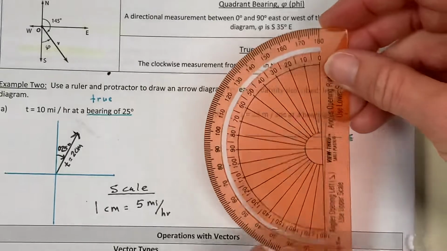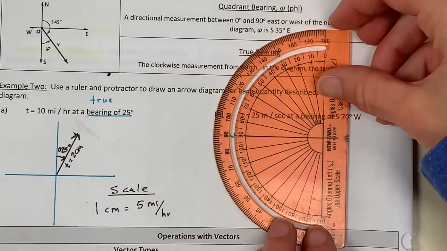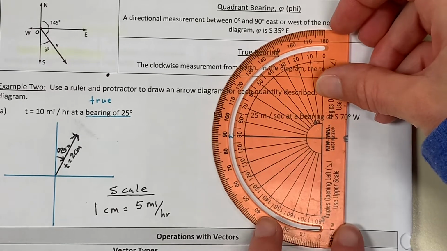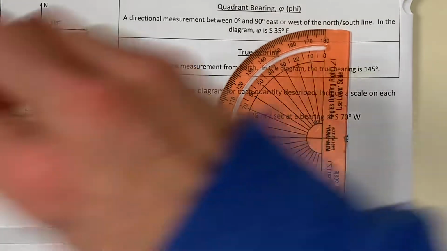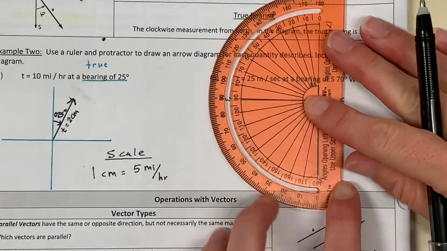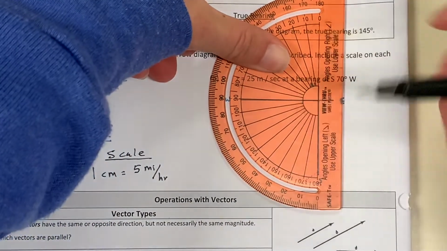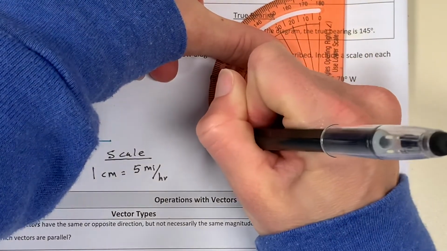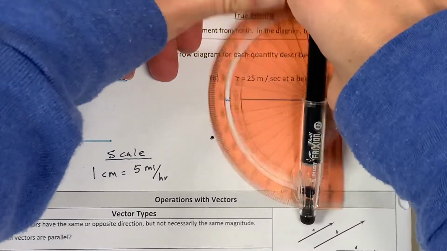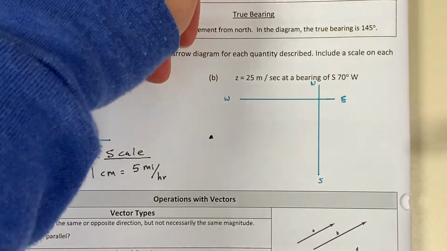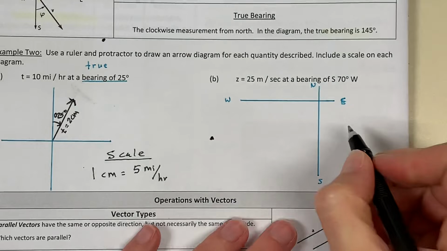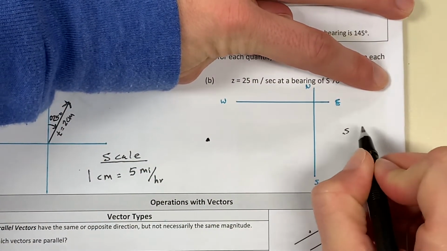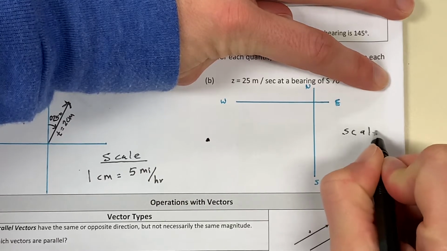So again, I'm going to put the window of the protractor on the origin, line everything up. South is at 0 degrees. I'm going to follow this until I hit 70, and I'm going to make a dot at 70 degrees. Again, I need to make a scale. Let's see, 25 meters. Maybe I'll use 1 centimeter equals 5 meters per second again.